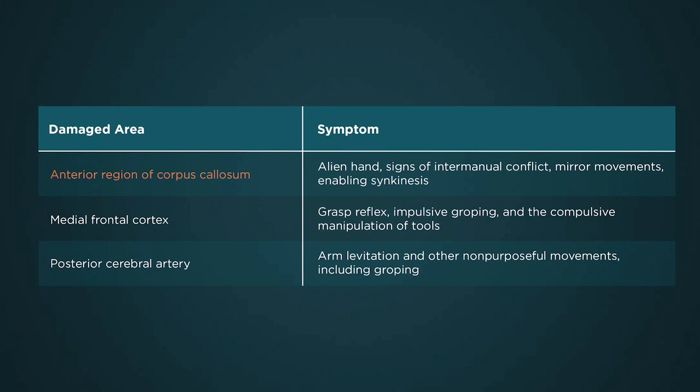Damage to anterior regions of the corpus callosum typically results in alien hand signs of intermanual conflict, mirror movements, and enabling synkinesis. Damage to the medial frontal cortex generally involves the premotor and supplementary motor areas and the anterior cingulate cortex, resulting in the grasp reflex, impulsive groping, and the compulsive manipulation of tools. Finally, damage to the posterior cerebral artery typically results in signs such as arm levitation and other non-purposeful movements, including groping.